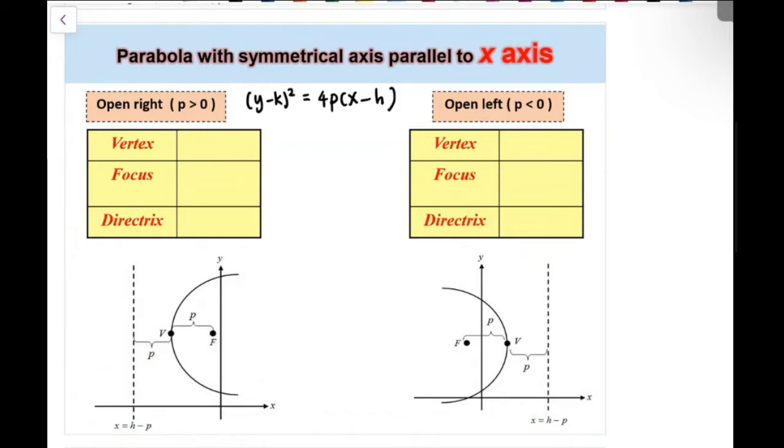Kalau equation kita y yang squared, kita punya shape akan jadi huruf C ataupun huruf C terbalik. Okay, so based on this shape, we can determine the vertex, focus and directrix. First one, if our P is greater than 0, P you can identify from the equation of the parabola. If P is positive, then we would have open right. Maksudnya parabola tu huruf C, open to the right.